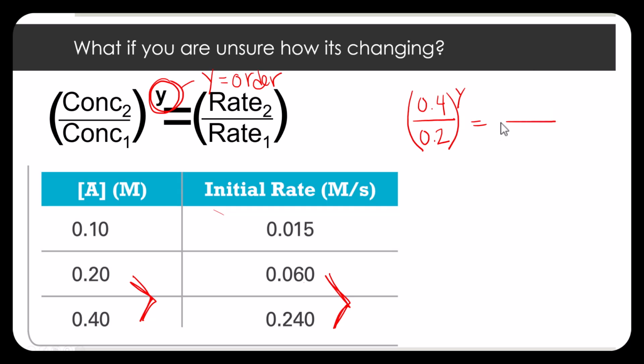Now I'm going to put the rates over here. So I put trial 3 on the top. So I need to make sure I put the rate that matches that on the top. So I'm going to put 0.24. And then I'm going to put the rate that matched up to 0.2 on the bottom, 0.06.